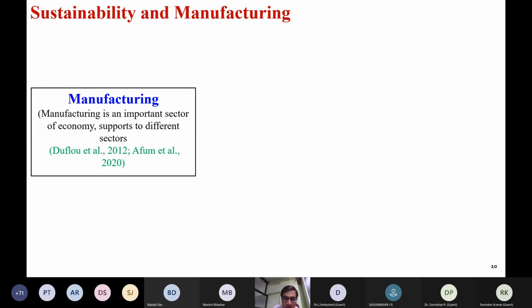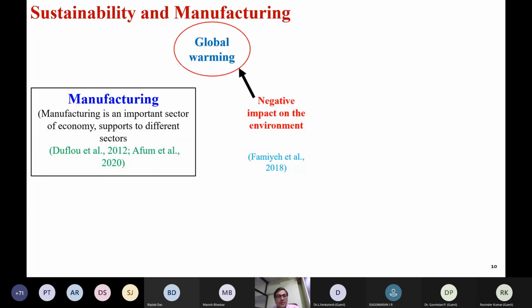What are those things, sir? Global warming: as I said, 31% of CO2 emissions are from the manufacturing industry. Solid waste production: as I presented, 60% of the solid waste produced in the entire world is contributed by manufacturing. Natural resource depletion is another concern. Yes, that is a limited resource.